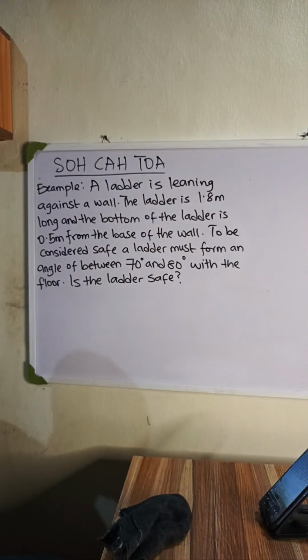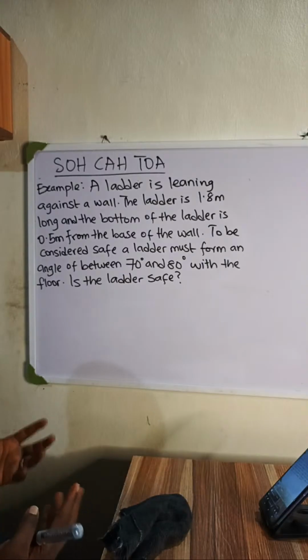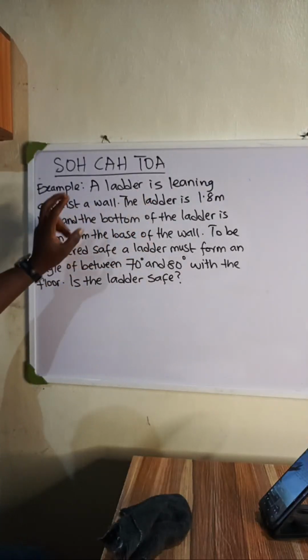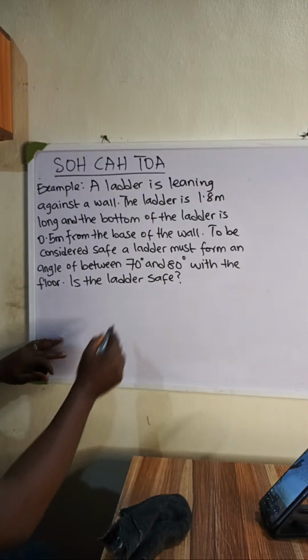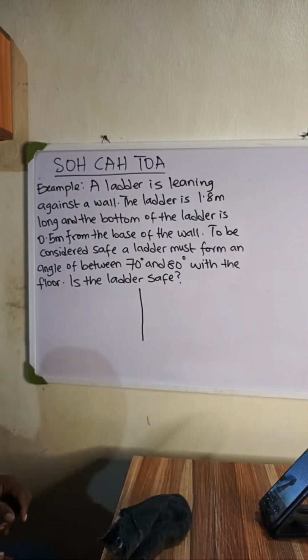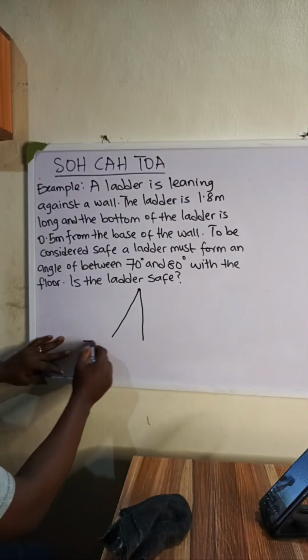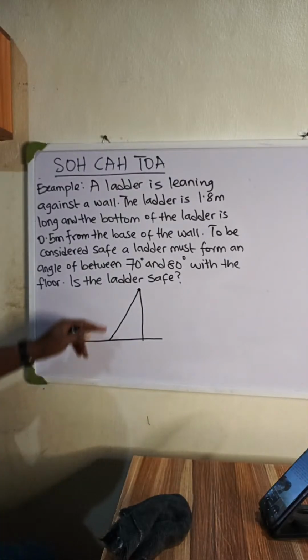Okay, so this is a word problem on Pythagoras theorem. Let's look at what we're expected to do here. So first thing, for you to solve this, you must convert this word problem to a drawing, to a right angle triangle. Okay, so we are told that a ladder is leaning against a wall. So first thing, let's draw the wall. Okay, and we have a ladder leaning against the wall. So this is the ground level, and this is the ladder.